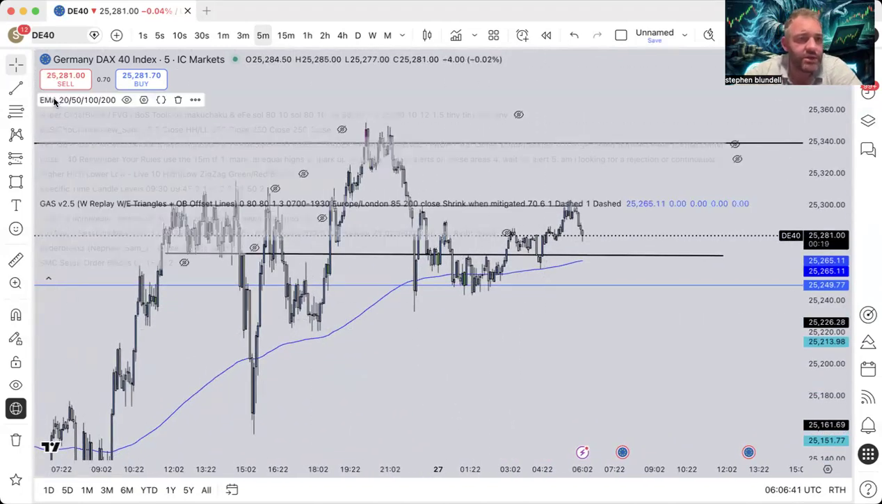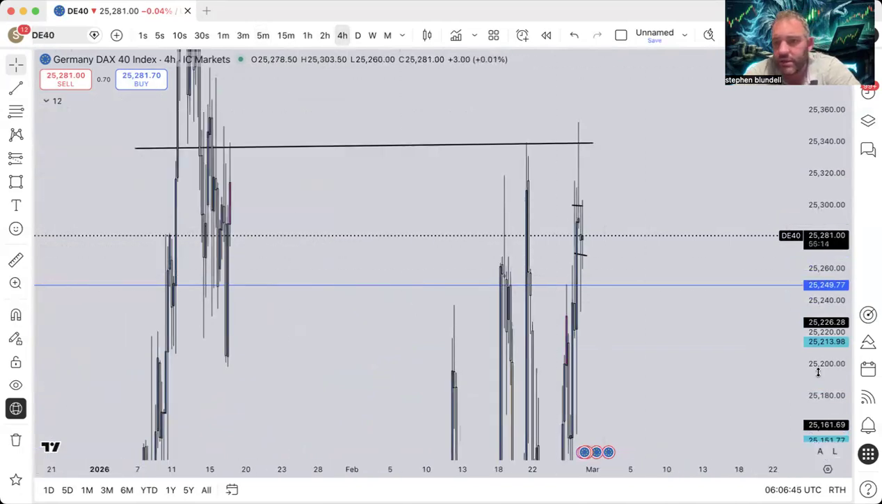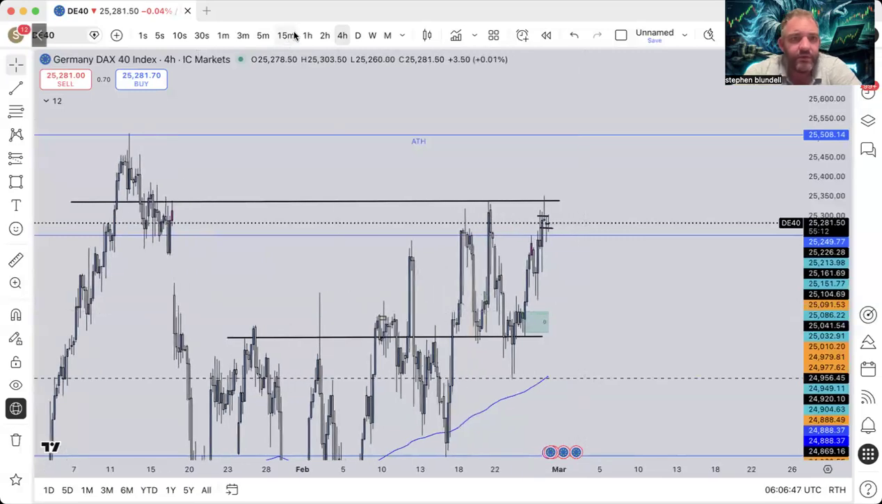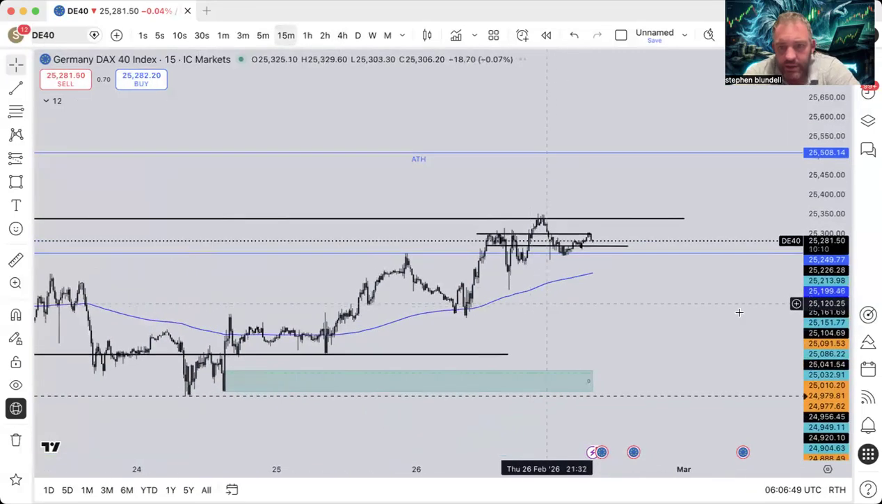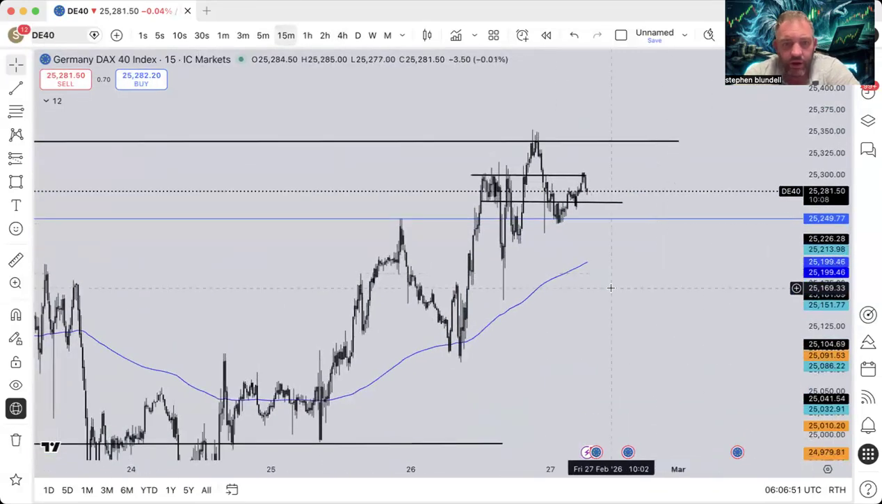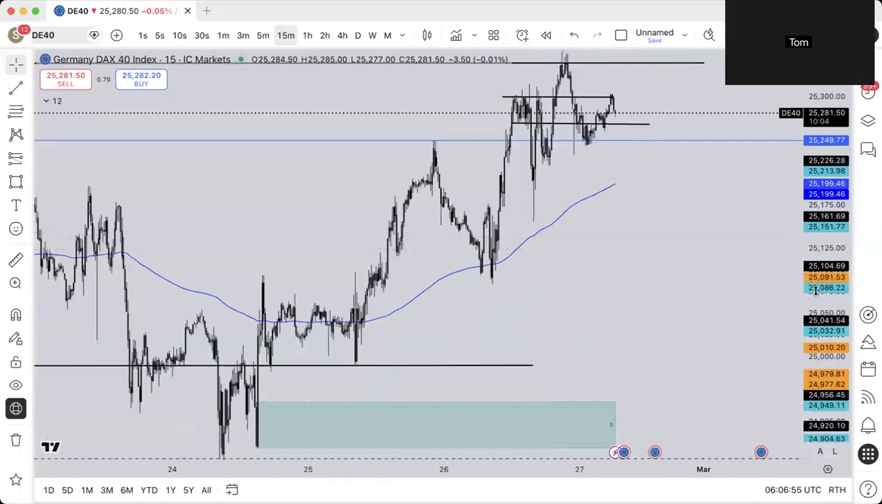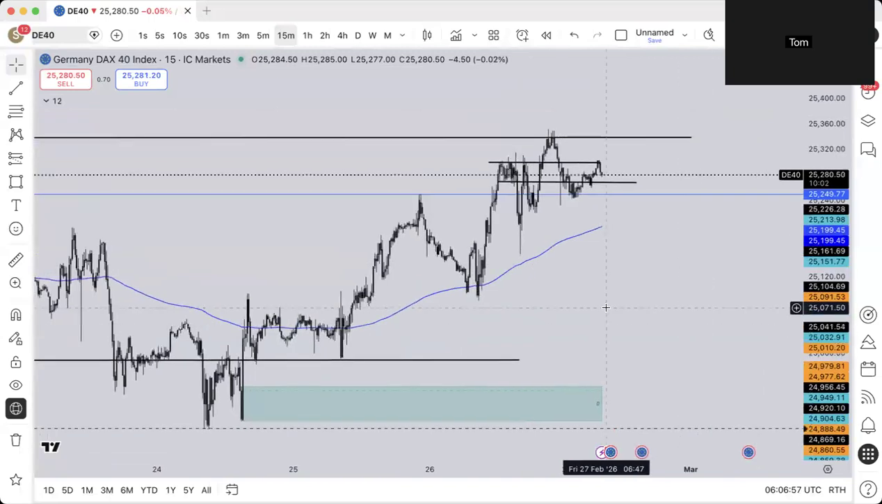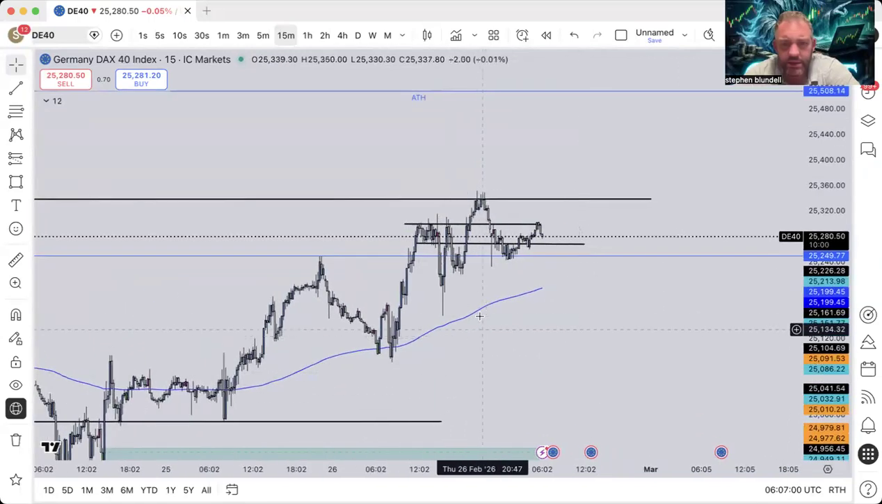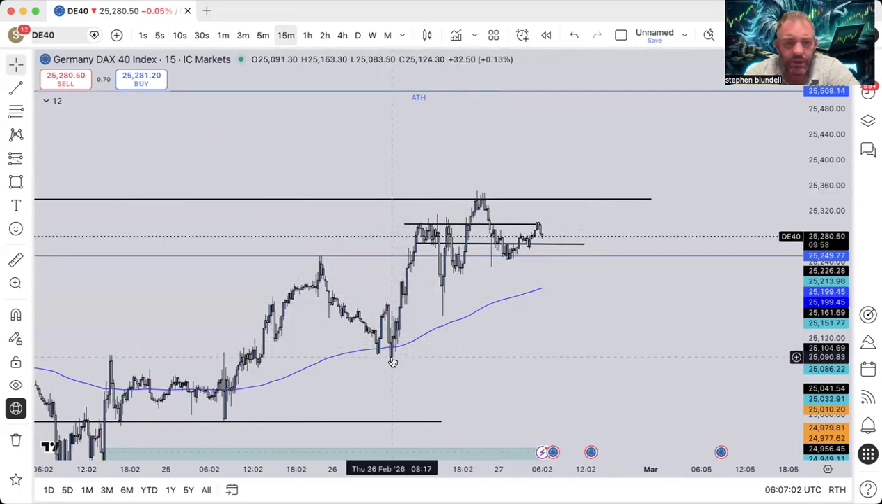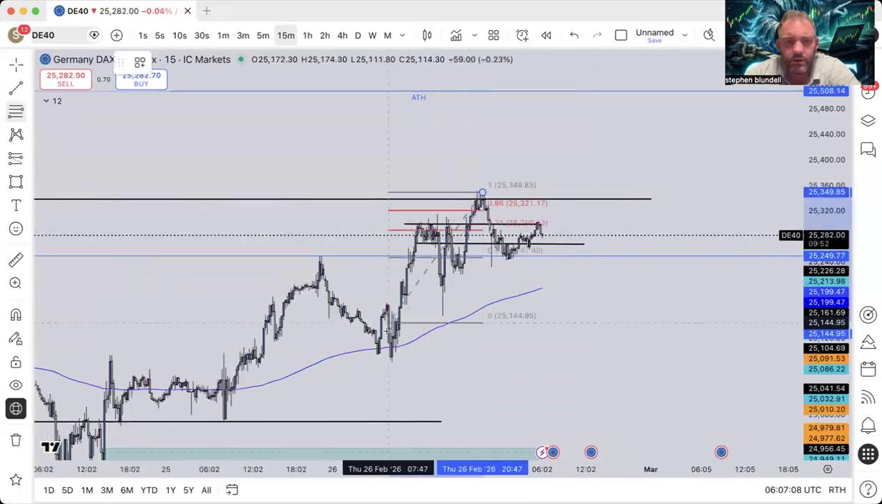Let's just put the sessions on. I'll tell you what, actually, I'm just going to go back onto a 4 hour because 15 minute. Let's have a look at a range before I put the session on because I want to try and see if there's any order blocks in there. So, I mean, currently this is still to me the range.